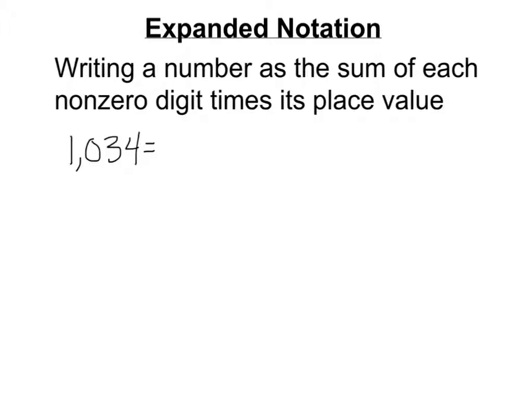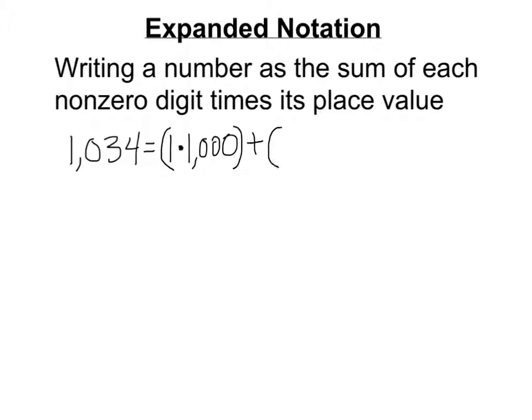So we're going to start with 1. 1 times its place value. Well, this is the ones group, or the base group, so this next group would be the thousands. So this will be the thousands place. And I'm going to put parentheses around that just to keep it together. Now don't forget that we're finding a sum. So plus the next digit.